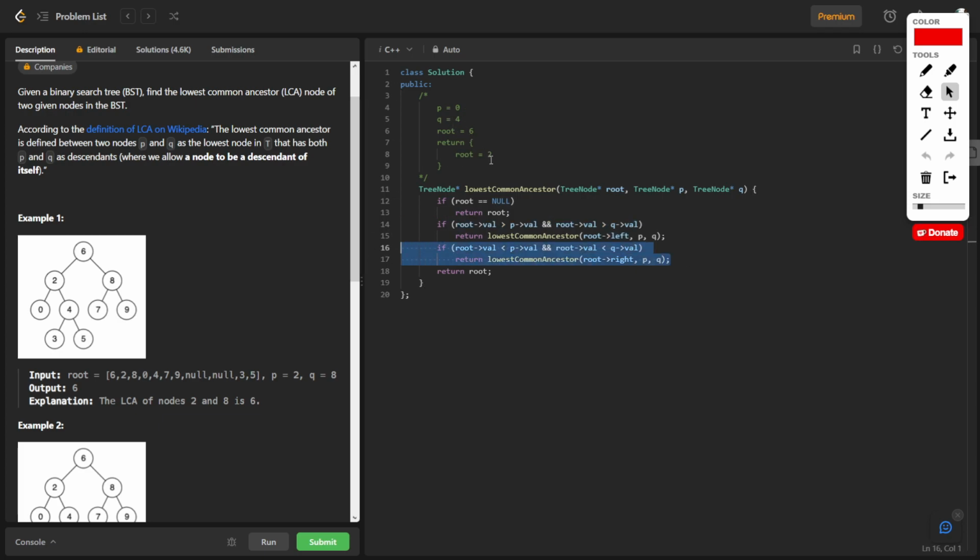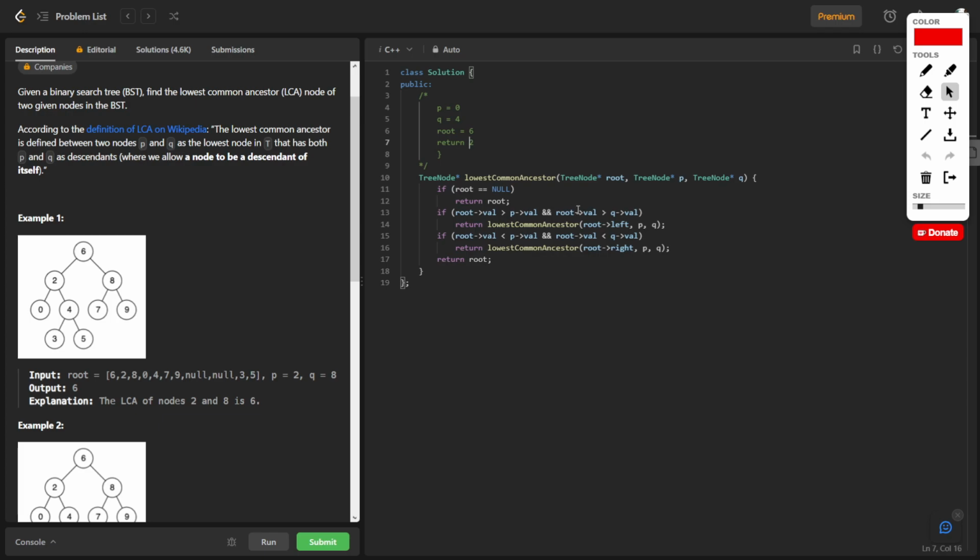Because when root is more than P and Q, we will go to the left, right? Because we want to reduce our root. And when root is lesser than P and Q, that means we have to go to the right, because we want to increase the root. Our goal is to stay in between, right? And when that happens, we return the root, which is 2 again, which is the correct answer, right? So we return 2.